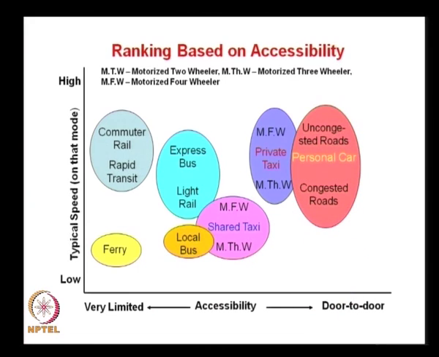Next, personal car, which is easily accessible, and the speed could be very high if the road is uncongested and relatively low if the road is congested. Next, bicycle, easily accessible, but of course speed is much less. And then motorized 2-wheeler, motorcycles available to you, provide you door to door service. And then finally the well known mode of transportation, foot, very slow but provides you door to door service. So this is how the available modes can be ranked based on accessibility and speed simultaneously.